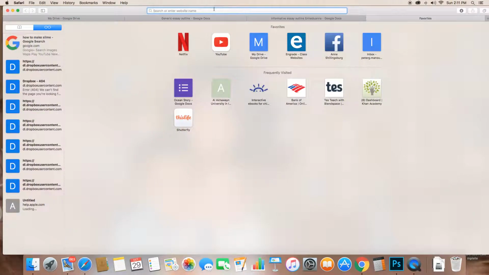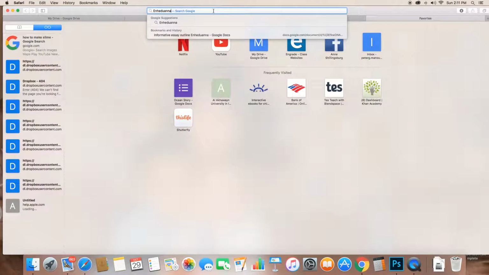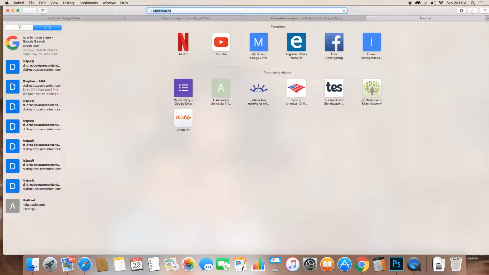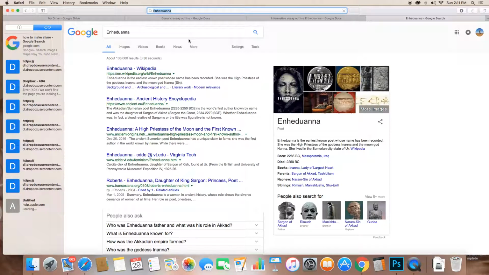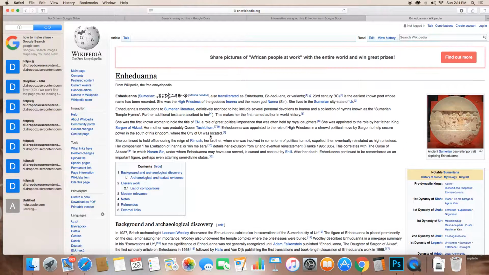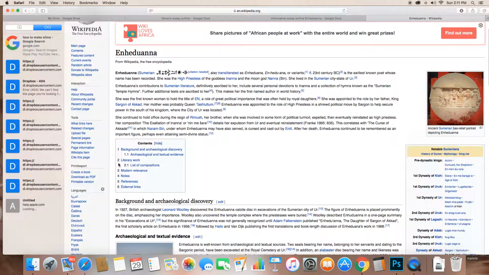a new tab and finding out who this Enheduanna person is that we've read about, that we heard about on the video. Okay, so my very first thing that I'm going to start with is probably Wikipedia, because even though it's not a great source for my paper, it's a good place to start understanding what kind of categories I can make. So I'm going to start with Wikipedia, and so I'm going to skim really quickly.